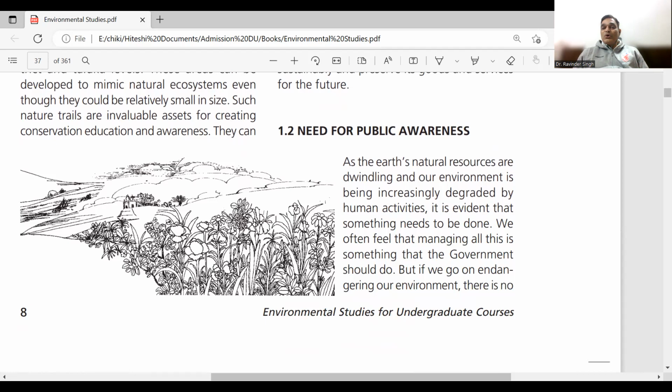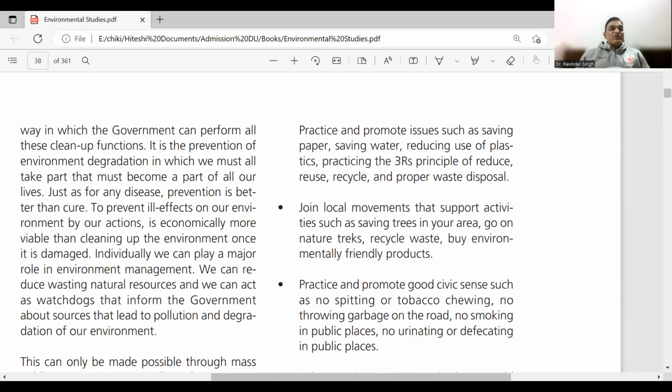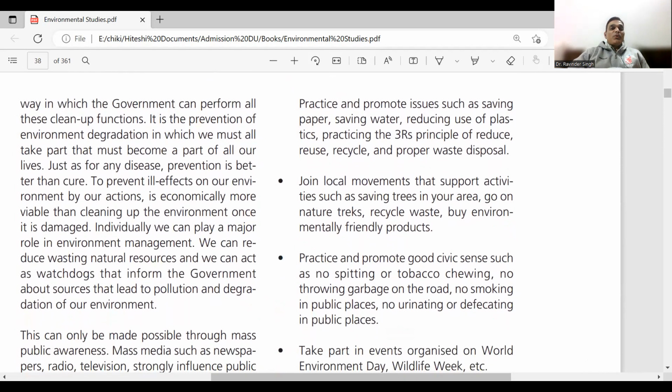But if we go on endangering our environment, there is no way in which the government can perform all these cleanup functions. It is the prevention of environmental degradation in which we must all take part that must become a part of all our lives. Just as for any disease, prevention is better than cure.